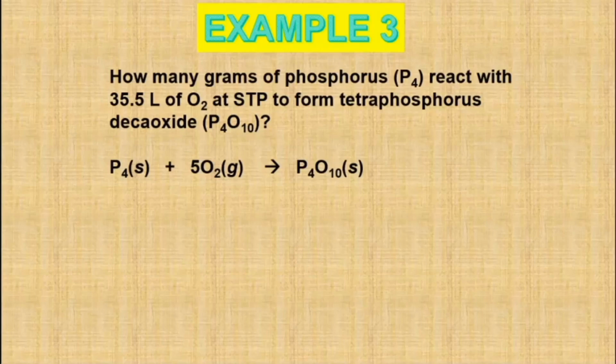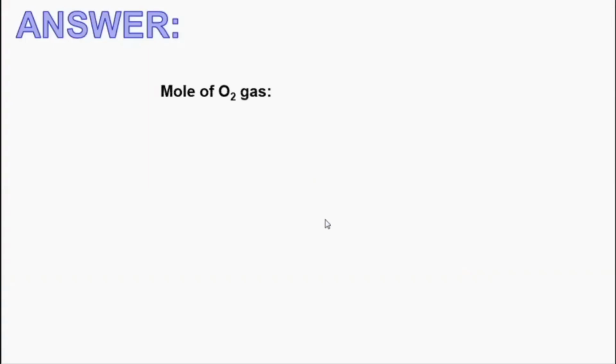Right, now let's move on to the third example and the next question. In example 3, the question is: how many grams of phosphorus react with 35.5 liters of oxygen gas at STP to form tetraphosphorus decaoxide, P4O10? The equation is given here. First of all, we need to determine the moles of oxygen gas.